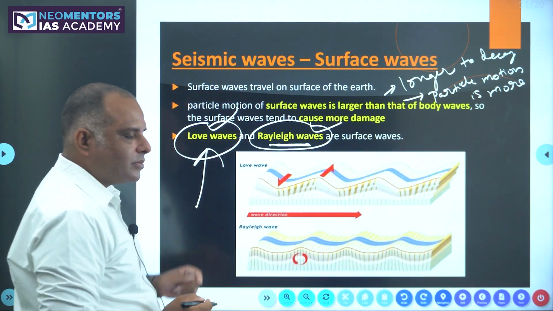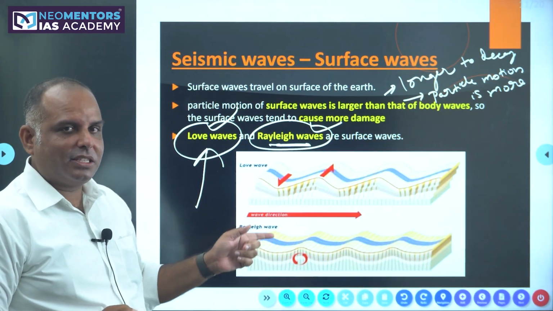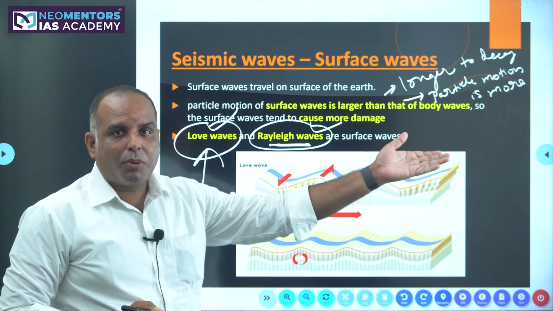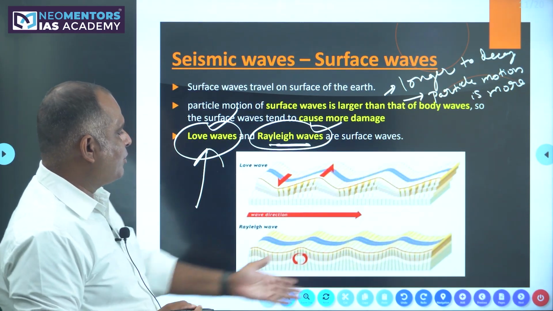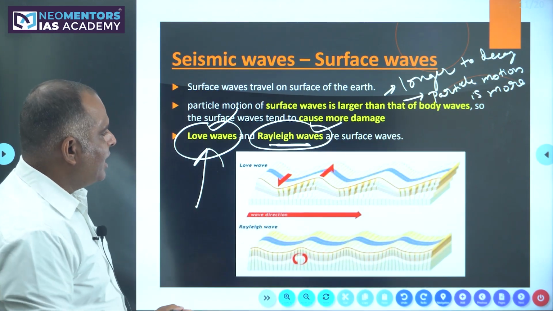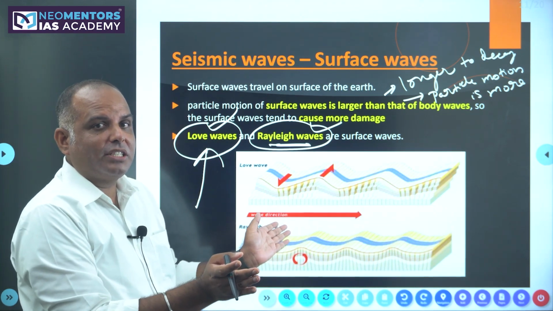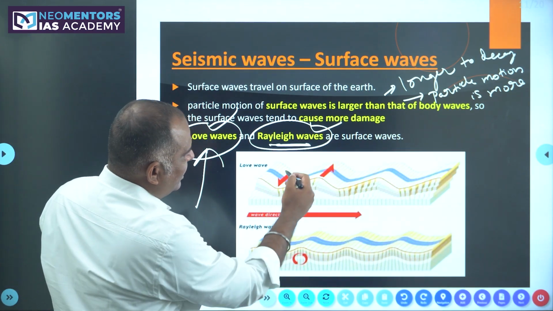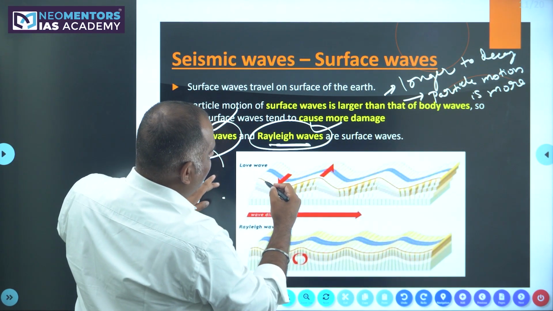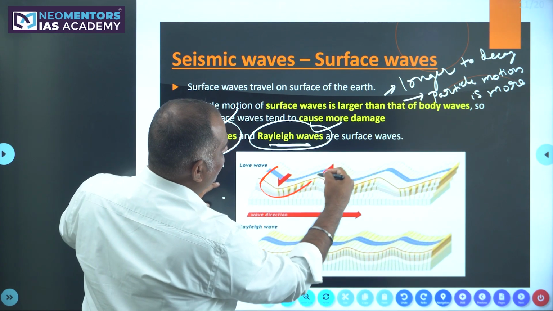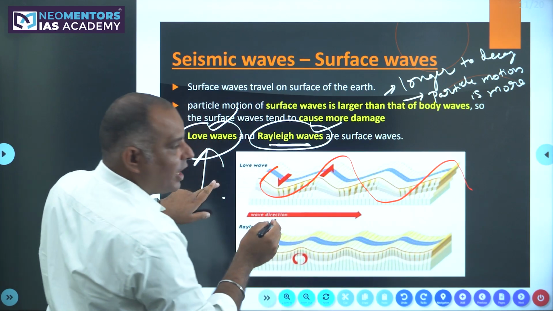Now, this is an example of the movement of the particles when a Love wave is progressing. This is an example of the particle movement when a Rayleigh wave is progressing. Right? If you see in a Love wave, the particles are moving away from the direction of the propagation of the wave. You see this? That means here they are moving in this direction, here in this direction, and here also in this direction. So what do we observe here?